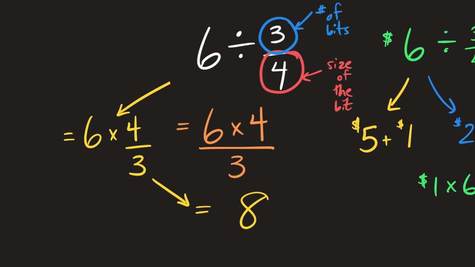Okay, I'm hoping that that just gives you a little bit of meaning then as to why do we flip and multiply? Why do we multiply by a reciprocal when we decide to divide fractions?